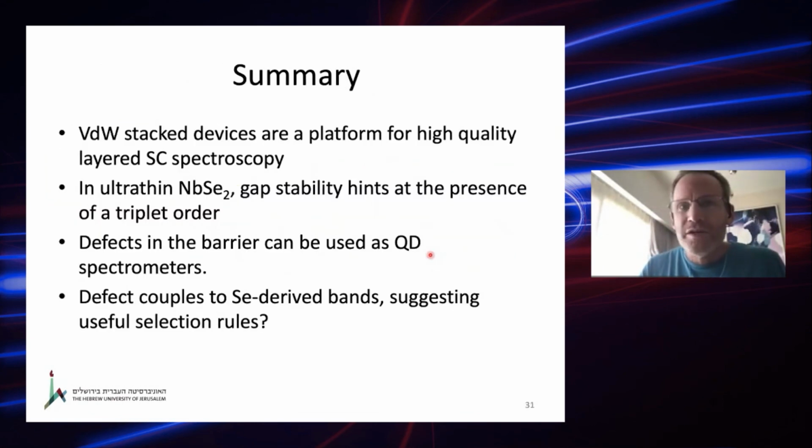I'm going to skip this because I'm out of time. So in summary, we use stacked devices as platforms for high resolution spectroscopy, and we can use defects as quantum dot spectrometers, and these defects have various selection rules which perhaps could be useful in designs for future systems. Thank you very much, and I hope I'm in time.